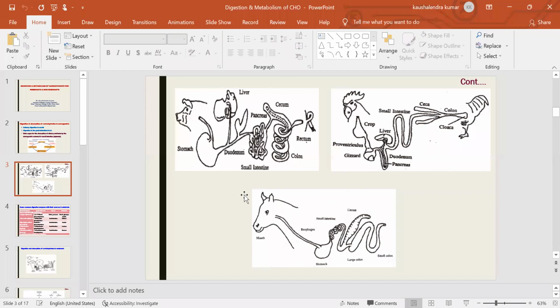So different species have different sizes of the digestive system. The length is different, like small intestine and large intestine. In case of horse, you can see that the large intestine has a very long and very large colon. And when we compare, the stomach is small in the horse, but the large intestine part is very large.